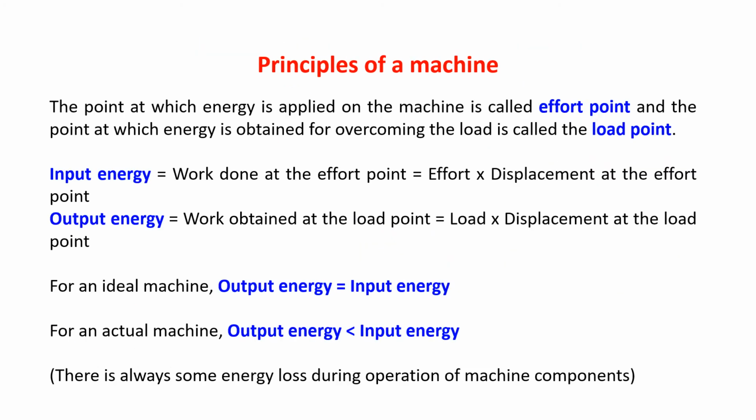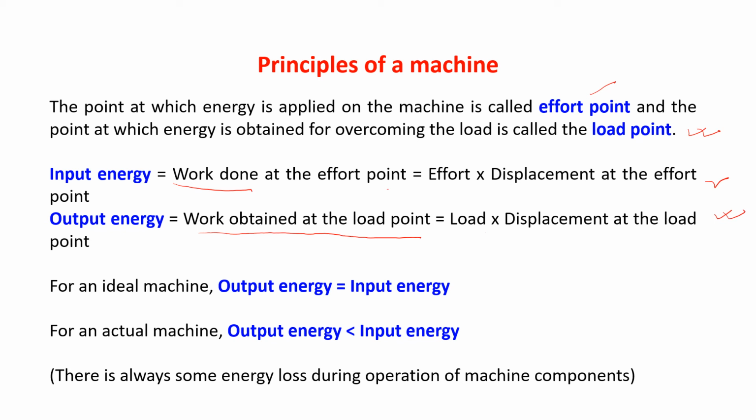Principles of a machine. The point at which energy is applied on the machine is called the effort point, and the point at which energy is obtained for overcoming the load is called the load point. Input energy is the work done at the effort point, that means effort into displacement at the effort point. Output energy is the work done obtained at the load point, so load into displacement at the load point.